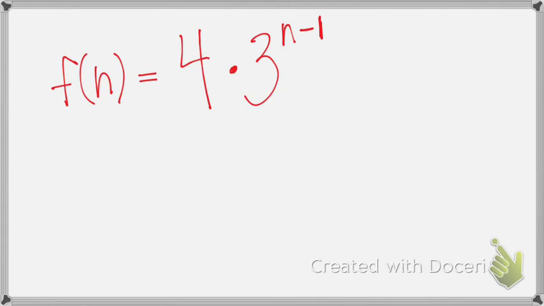On your calculator, go to your y equals. Whatever's in there, clear it out. And I want you to hit 4 times 3, raised to the exponent of x minus 1. So it looks like this: 4 times 3^(x-1). And then I want you to hit second graph to pull up the table.